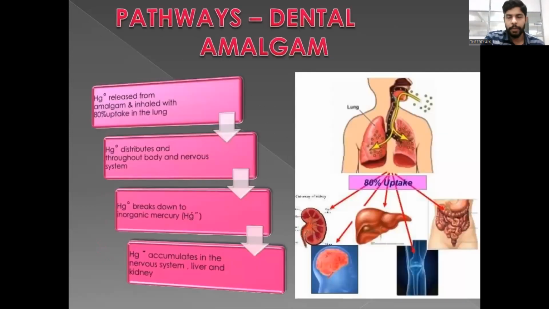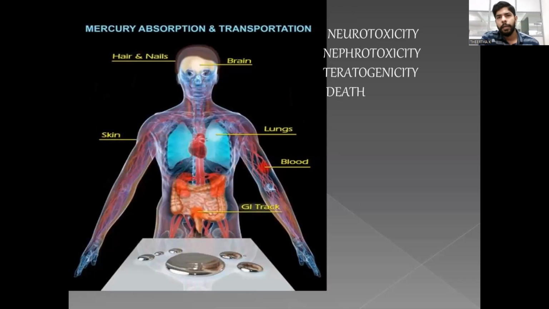Coming to the pathways of mercury toxicity, mercury released from the amalgam is inhaled and up to 80% uptake can be seen in the lungs. The mercury then distributes throughout the body and the nervous system. The mercury then breaks down to inorganic mercury, which then accumulates in the nervous system, liver, and the kidney. Severe forms of mercury toxicity can result in neurotoxicity, nephrotoxicity, teratogenicity, and can even result in death.